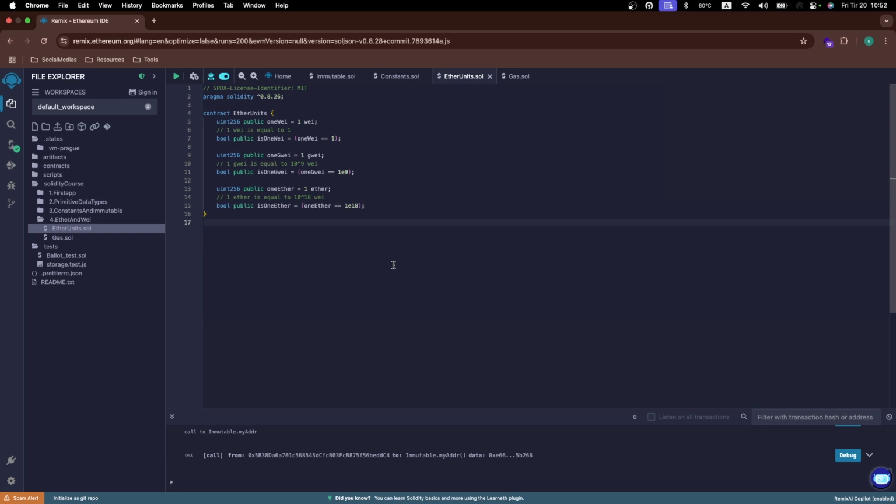In Solidity there are built-in keywords to work with Ether units. Here's what this means. 1 Gwei is the smallest unit, equal to 1. 1 Gwei equals 1 billion, or 10 to the power 9. 1 Ether equals 10 to the power 18 Gwei. That's a lot of zeros. You can use these units directly in your code to handle currency values clearly and accurately.